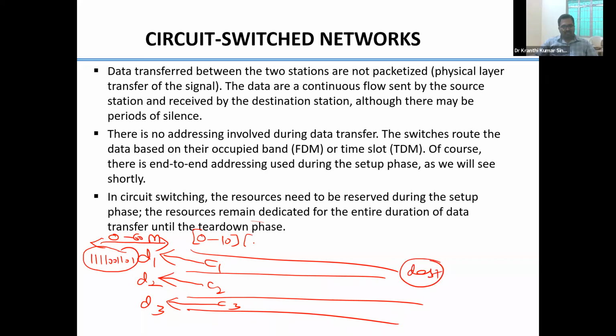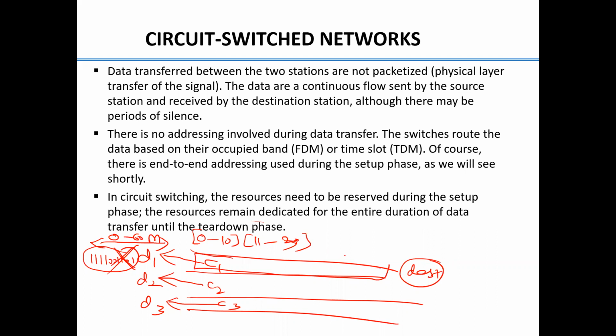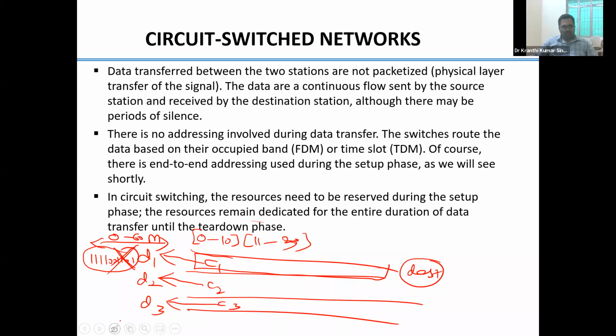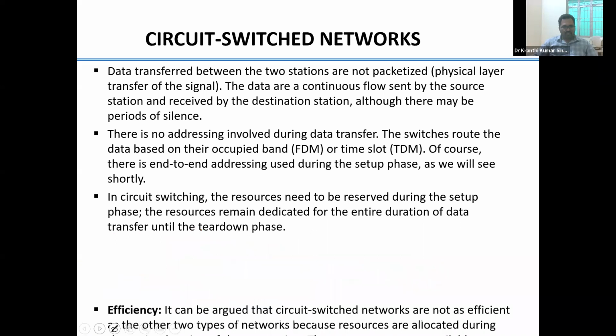After 10 minutes, from 11 minutes to some 20 or 30 minutes, D1 doesn't have any data to transfer. In this particular time, is channel 1 utilized by anybody? No, sir. No. So that is the main disadvantage of circuit switching. We will overcome this problem in the other switching networks.